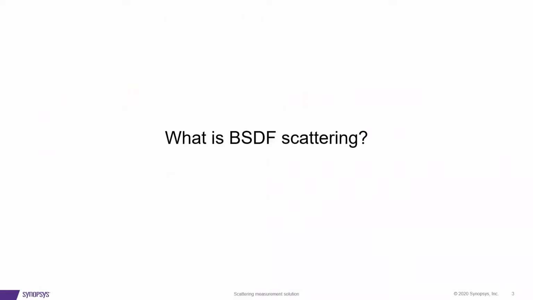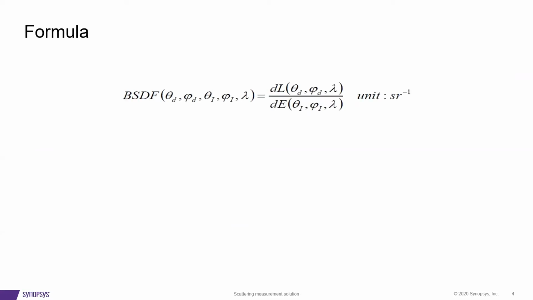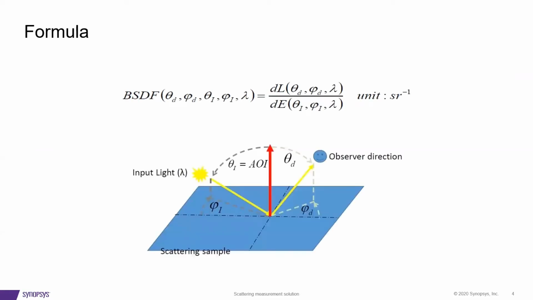But first, what is BSDF scattering? Here's the formula. The BSDF formula is this one on the screen, where L is the luminance on the sample surface at the observer direction, E is the illuminance on the sample surface from the source direction, and lambda is the wavelength. The BSDF measurement of a display characterizes how light is reflected from any display surface or material.